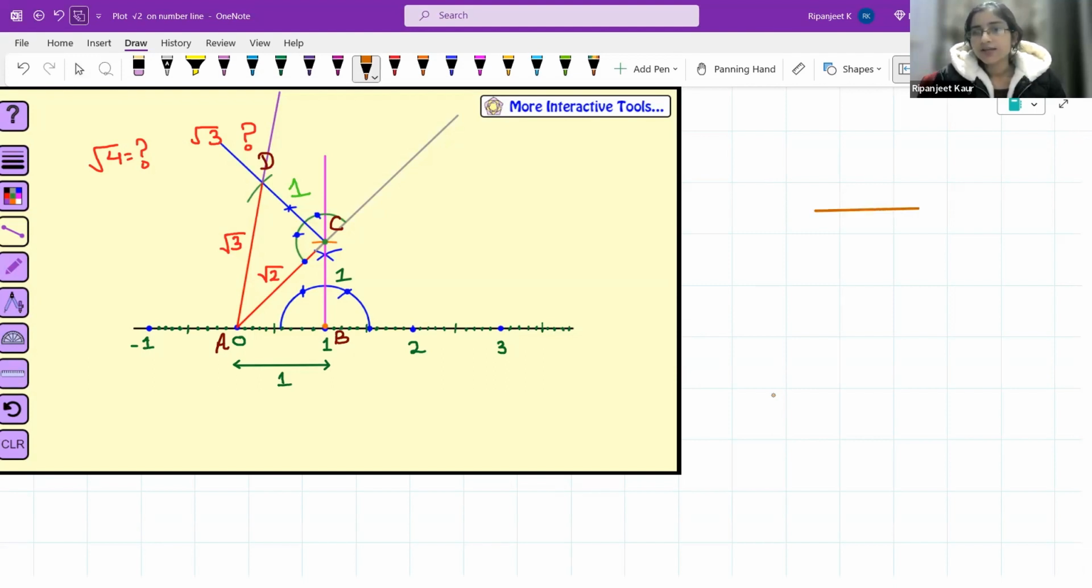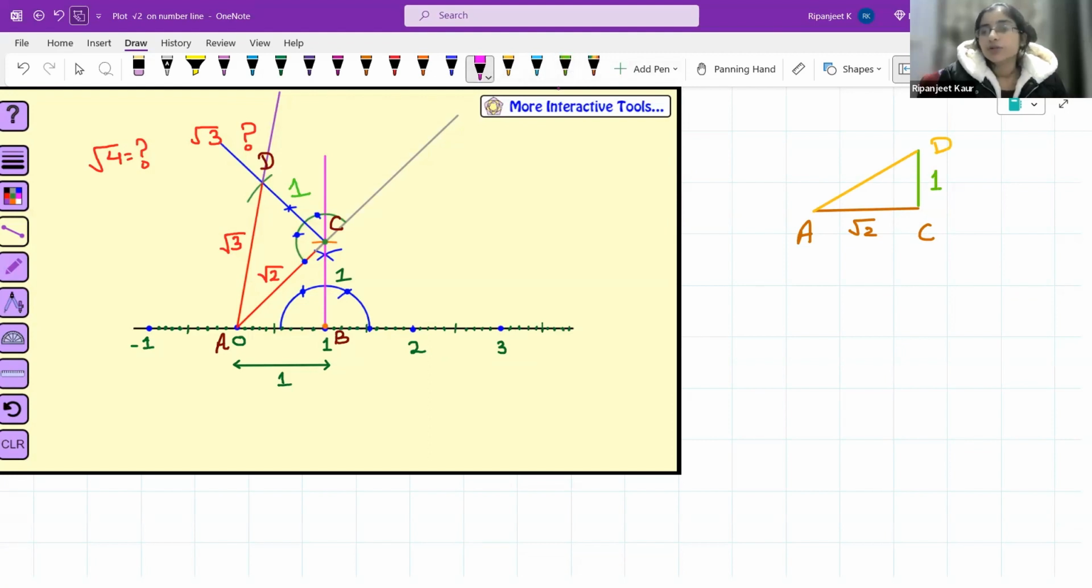Let us draw a line. See, the base for AC is root 2. And we made a perpendicular line over it, which is CD. So this is AC and this is CD. CD is nothing but 1, right? So this is 1. And then what did we do? We joined this A and D and we said this is root 3. But how is that possible?